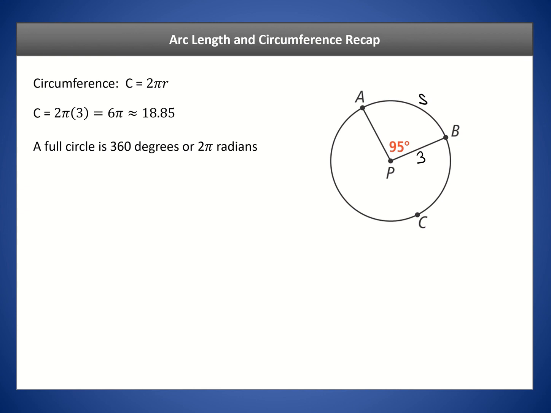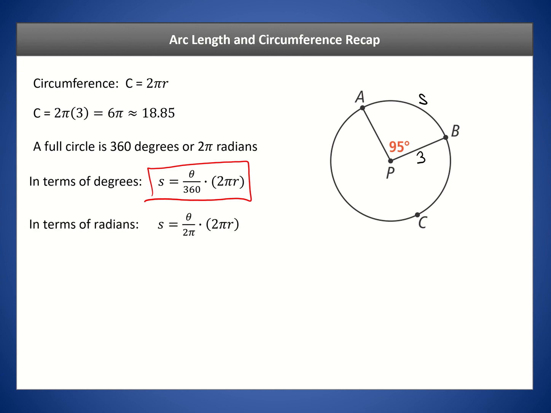All right, so we talked about arc length and circumference. Remember that a full circle is 360 or 2 pi radians. So in terms of degrees, the arc length formula is given by the angle I traveled divided by 360 for a full circle times the circumference of a circle. In terms of radians, this turns out to be the angle divided by 2 pi, because remember, a circle is 2 pi, and then times the circumference of a circle, which is 2 pi r. Notice that the 2's cancel and the pi's cancel because they're the same on top and bottom. So we're left with just theta r. So in terms of radians, the formula is theta r for the arc length.